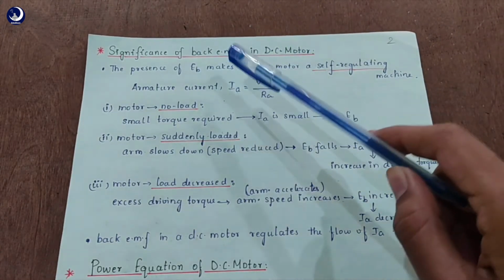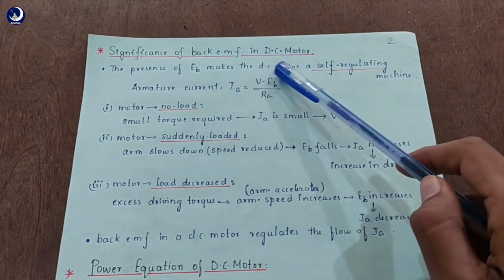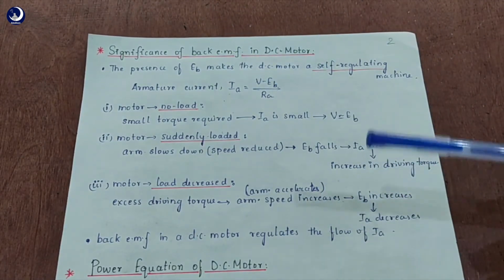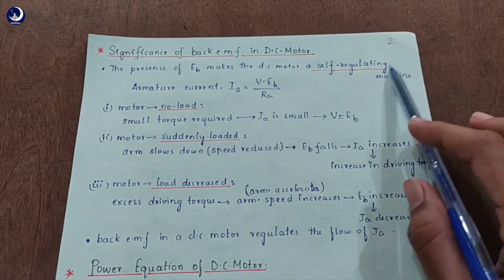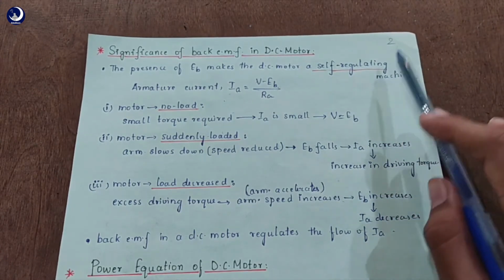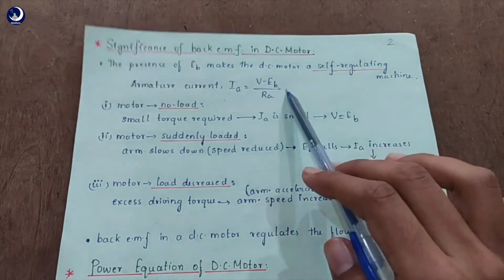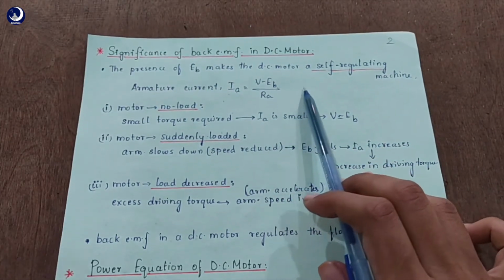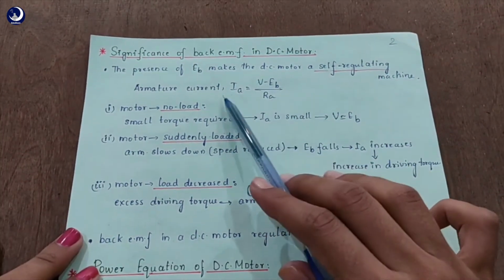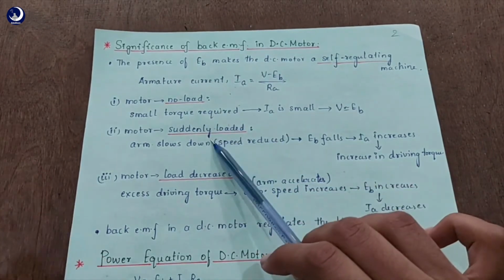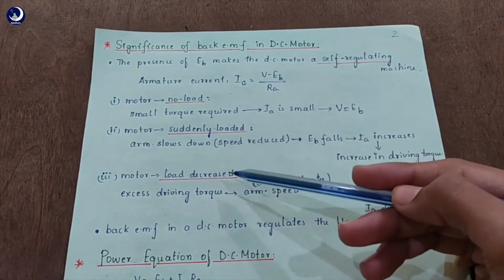The presence of this back EMF EB makes the DC motor a self-regulating machine. Okay, you'll get to know how. So the armature current IA is (V minus EB) by RA. Here we will see three conditions: when the motor is at no load, when it is suddenly loaded, and when the load is decreased.